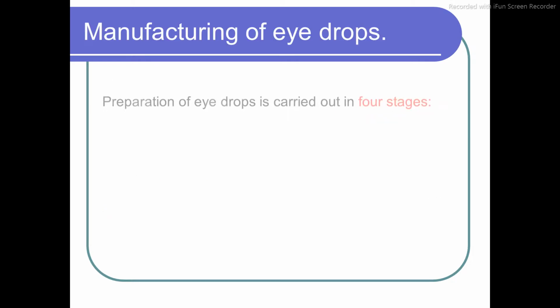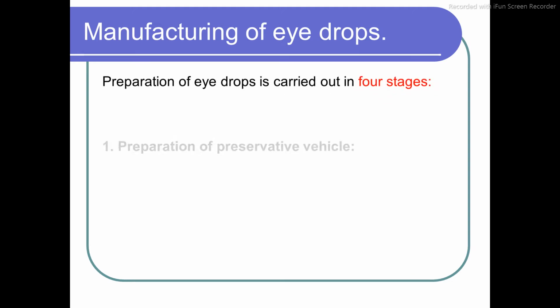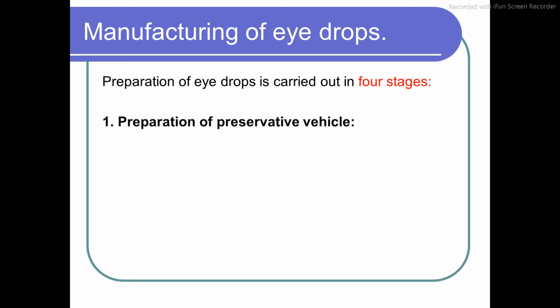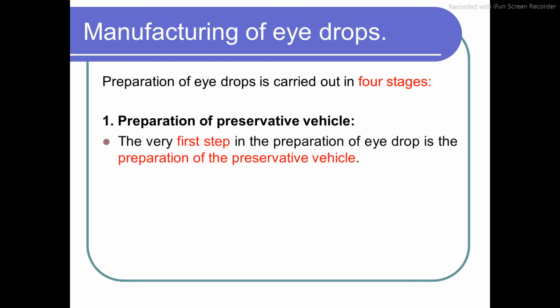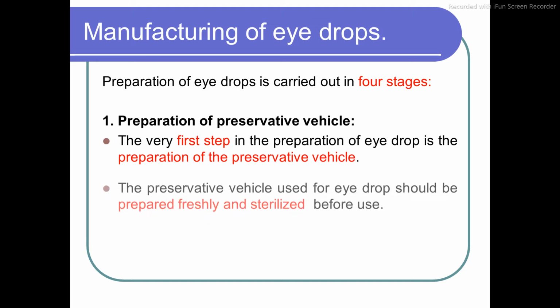The next one, manufacturing of eye drops. It consists of 4 stages. Let us discuss the first one, that is preparation of preservative vehicle. If you want to prepare any dosage form, the first requirement is the vehicle. So the first step is preparation of preservative vehicle.